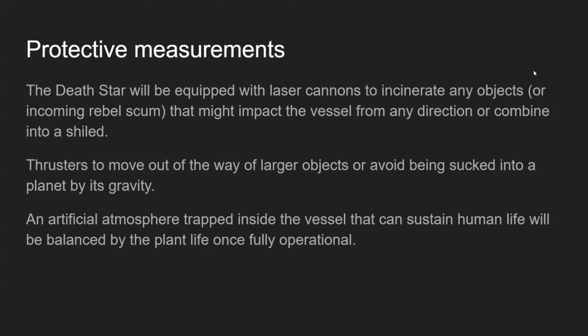For protective measurements, being out in space, there's a lot of things that could go wrong. Mostly objects are going to be hitting us, so we're going to be equipped to hit any objects coming from any direction. Usually small objects are going to be, incinerated. For the bigger collisions, we're going to just try and move out of their way, or just try and position ourselves using the thrusters. And there's going to be an artificial atmosphere so that, we can handle the pressure. It's not just the lack of, gas up in the vessel. So it has to have a thick enough atmosphere that can, sustain us.